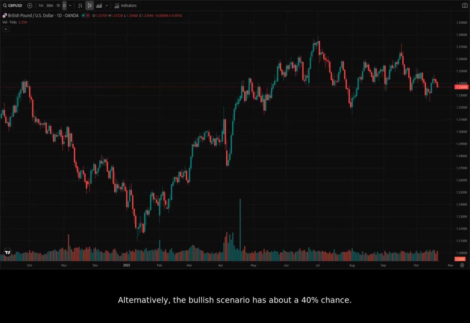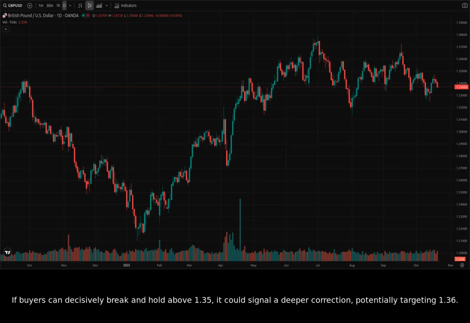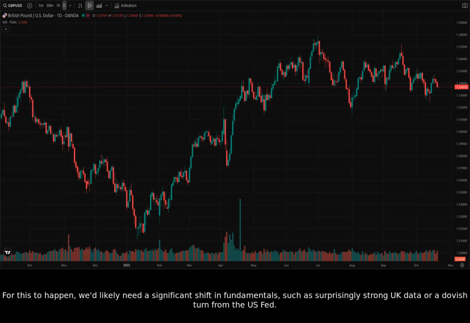Alternatively, the bullish scenario has about a 40% chance. If buyers can decisively break and hold above 1.35, it could signal a deeper correction, potentially targeting 1.36. For this to happen, we'd likely need a significant shift in fundamentals, such as surprisingly strong UK data or a dovish turn from the US Fed.